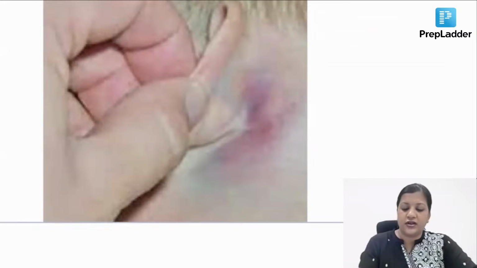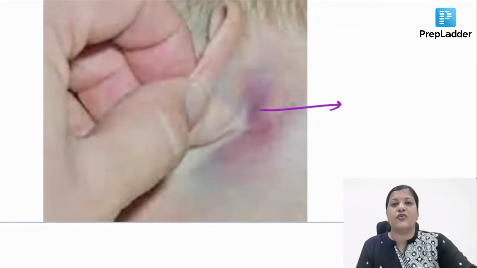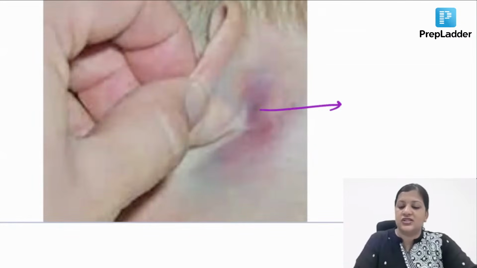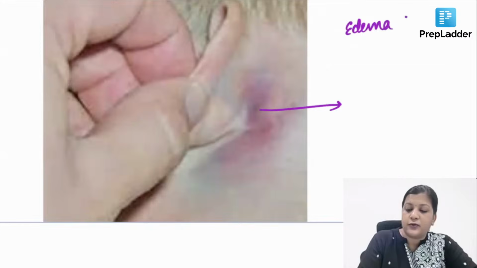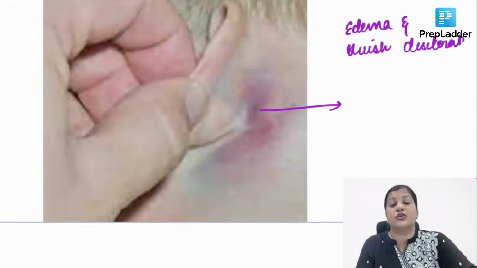Can you all tell me what this sign is? This is a complication following CSOM where you see that there is edema and bluish discoloration of the mastoid. So whenever you see edema and bluish discoloration, what should you think of?